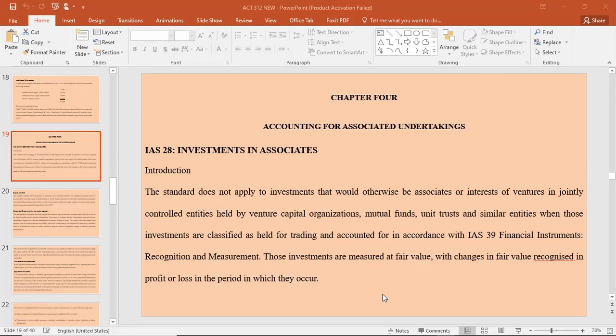So when we talk of accounting for associates, or associate undertakings, we already know what is meant by a holding company. We already know what is meant by a subsidiary. We already know what is called a group. And by extension, we were introduced to significant influence and control.